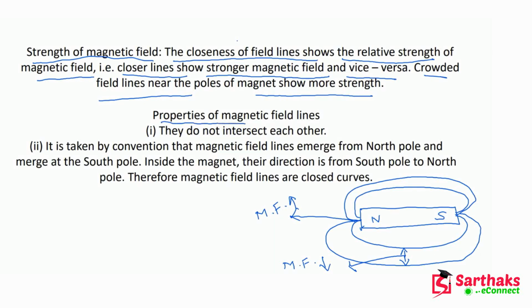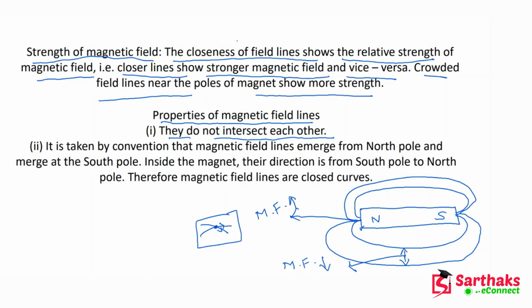Now let's talk about the properties of magnetic field lines. The first property is that they do not intersect each other. You will not be able to see any magnetic field lines intersecting each other. Because magnetic field lines have directions, if they intersect, let's suppose at this point, you will get two directions, first this and second this. Magnetic field lines cannot have two directions, so they cannot intersect.